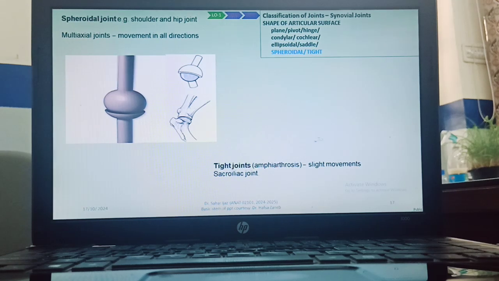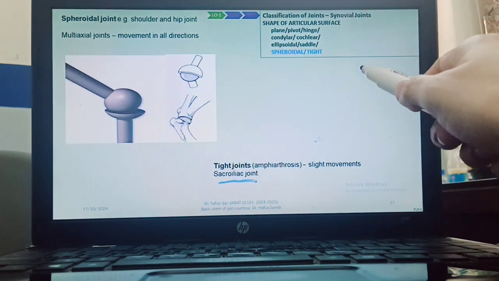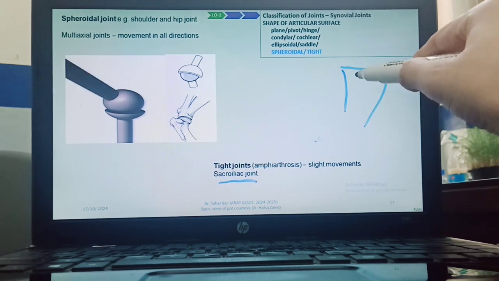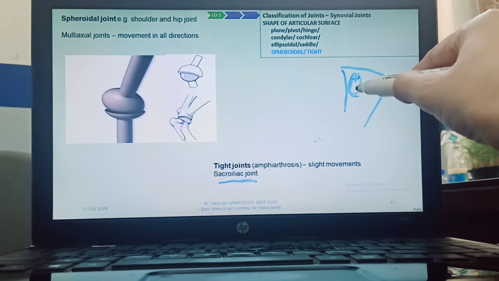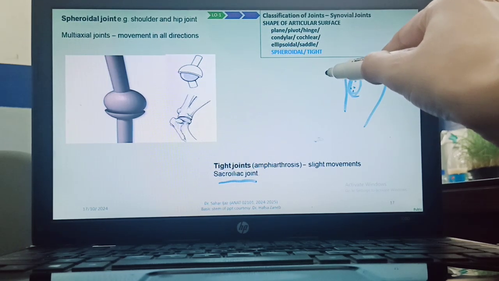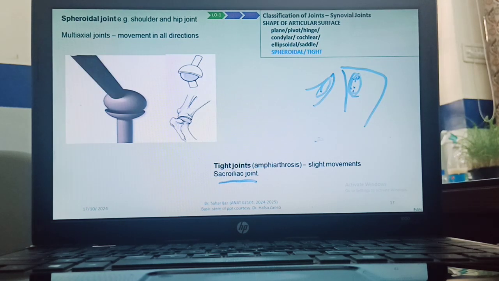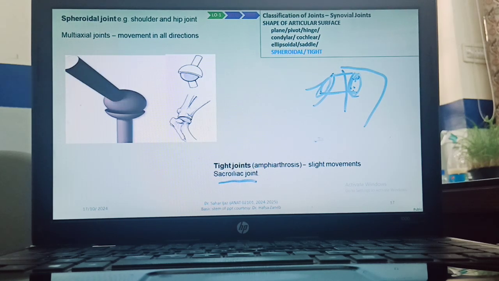Tight joints. These are the joints which are amphiarthrotic. Slight movement is possible. And one very important example is the sacroiliac joint. That means between the wing of the sacrum and the wing of the ilium. This is the wing of the ilium. There is some auricular area here which is partially rough and partially smooth. A similar kind of surface would be present on the wing of the sacrum, and these two articular surfaces will be held together with very tight ligaments.